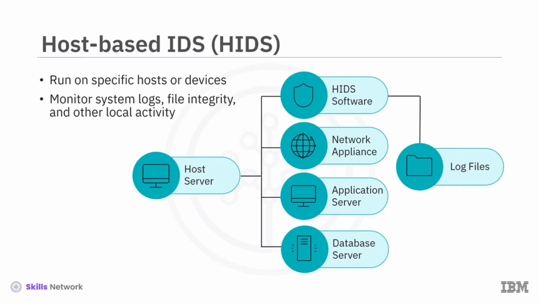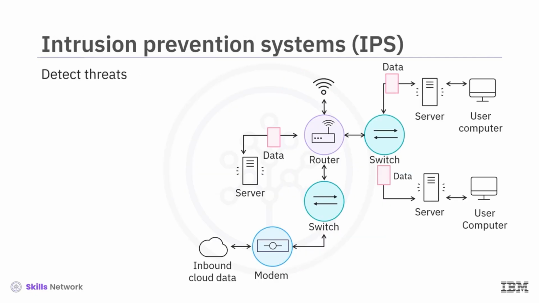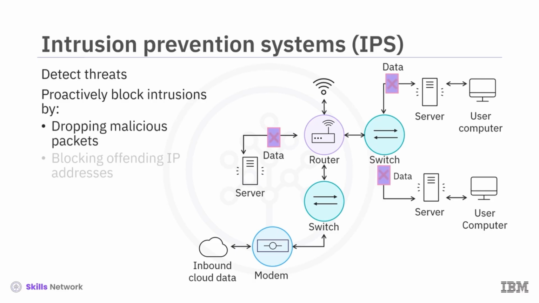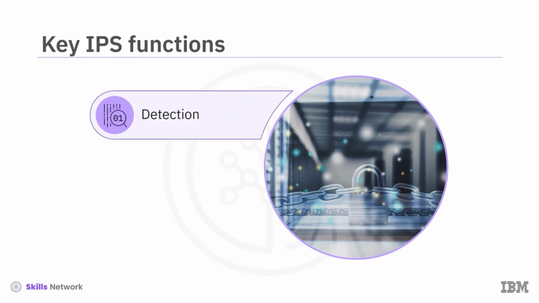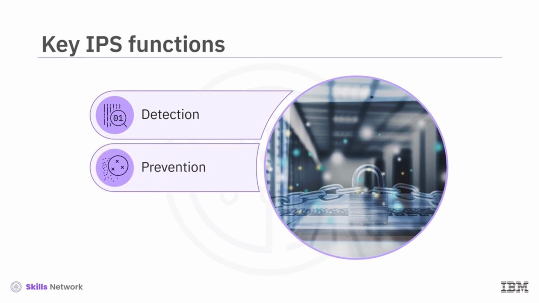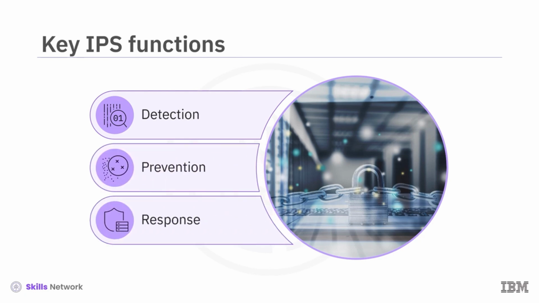An intrusion prevention system, or IPS, builds upon the capabilities of IDS by not only detecting threats, but also taking proactive steps to block or mitigate them, such as dropping malicious packets, blocking offending IP addresses, and resetting connections. Like IDS, IPS monitors and analyzes network traffic to detect suspicious activities. It takes immediate action to block detected threats, thereby preventing potential damage. IPS can modify firewall rules, close vulnerable access points, and initiate other defensive measures.